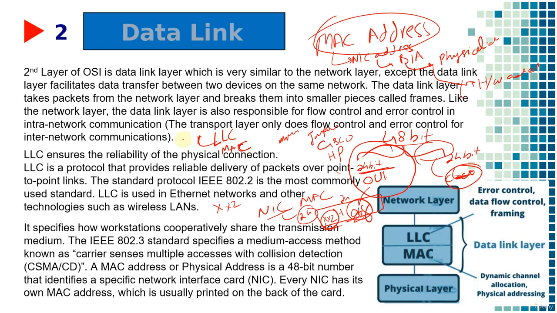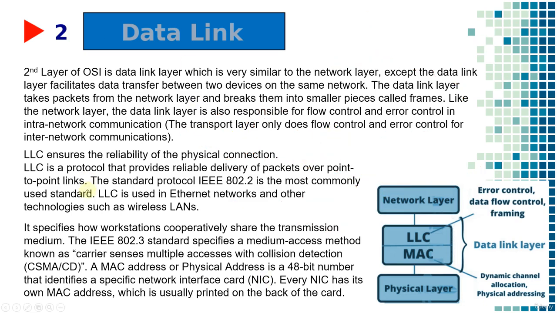LLC is used for the upper layer to communicate with the upper layer like IP, IPX. And MAC is used for the lower layer like the physical layer, which we are going to cover in the first OSI layer in the next slide. Okay, so it is going to be very complex, so I will just leave it as it is.